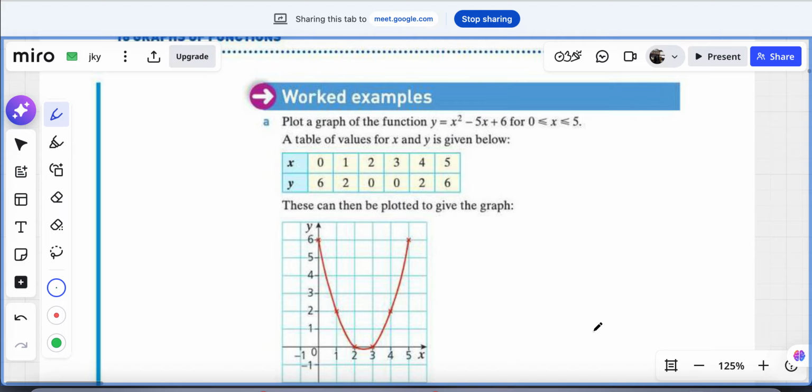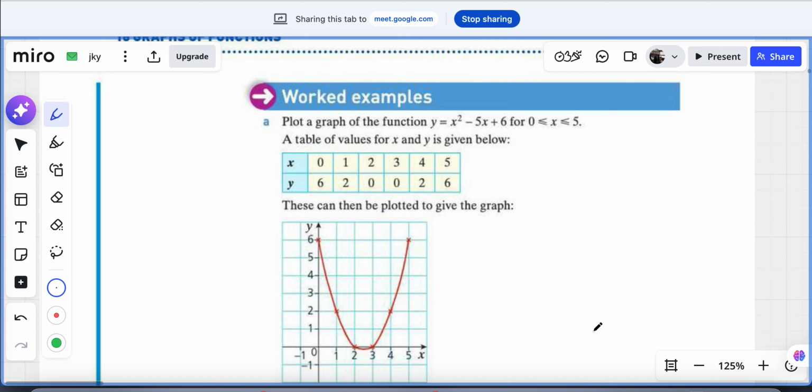Then the next thing is substitute 3 also into the equation. Anywhere you see x, you put 3. 3 squared, you get 9, minus 15, because this is 3 times 5, -15. So 9 minus 15, we get -6, right? -6 plus 6, we get 0 as well. That's how they got this 0.